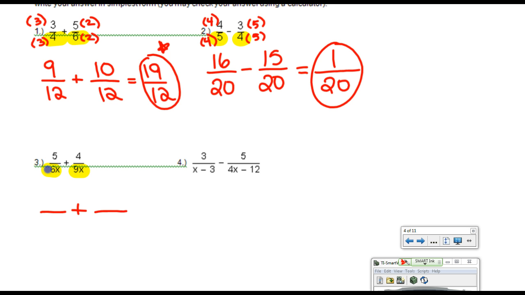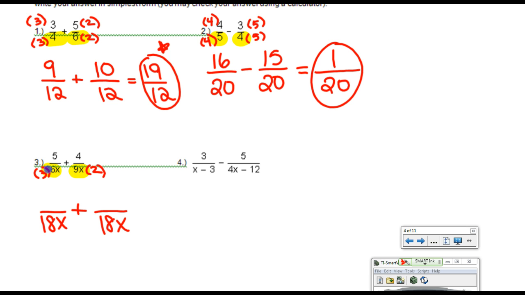So thinking about the numbers first, 6 and 9 both can be made into an 18. And then the x's can't just drop off. They have to still stay. A least common denominator means to pull apart the least factors I need to get the denominators the same. So 6x can be changed to an 18x by multiplying by 3. And then a 9x can change to an 18x by multiplying by 2.